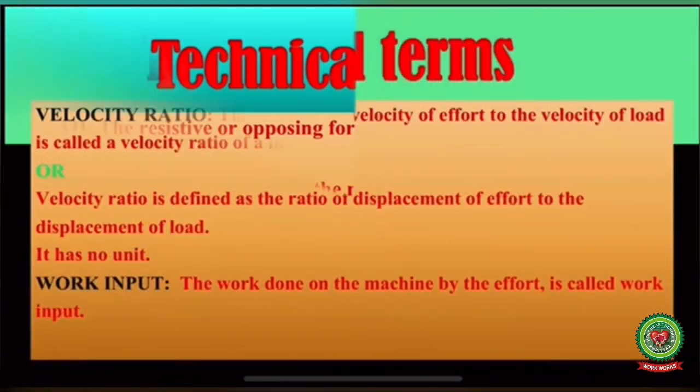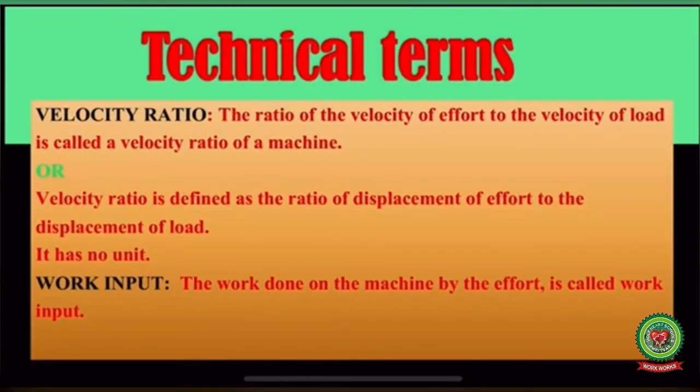The next technical term is velocity ratio. Its name is specifying its meaning. The ratio of the velocity of effort to the velocity of load is called velocity ratio of a machine. And it has one more definition. Velocity ratio is defined as the ratio of displacement of effort to the displacement of the load.